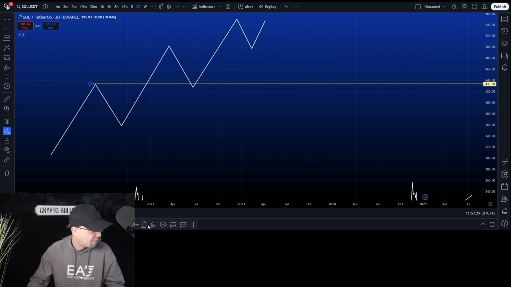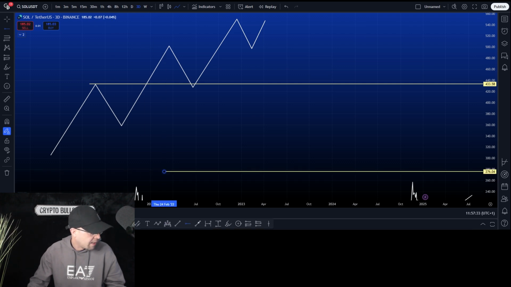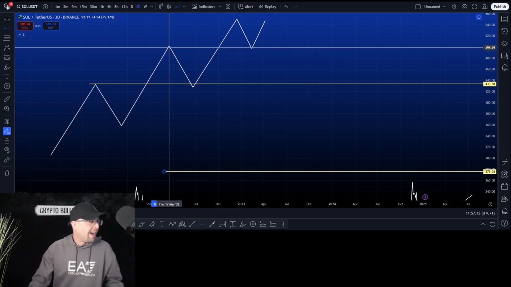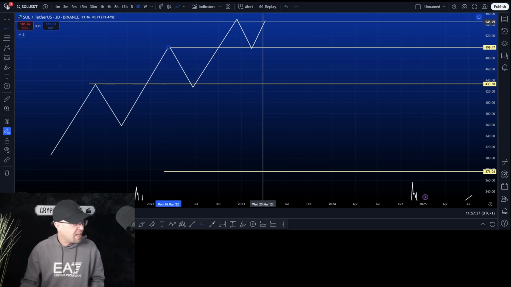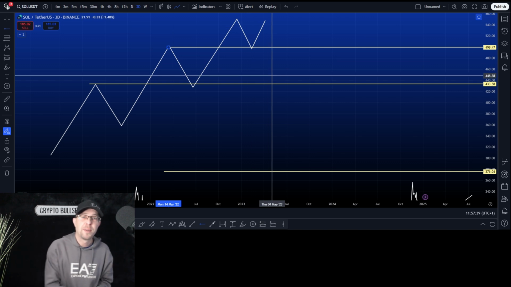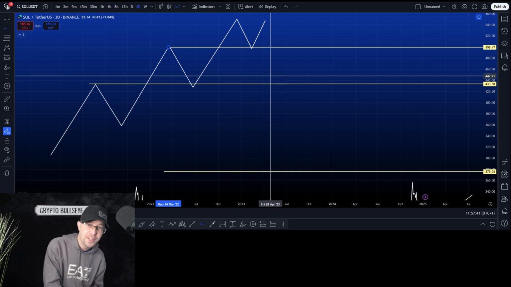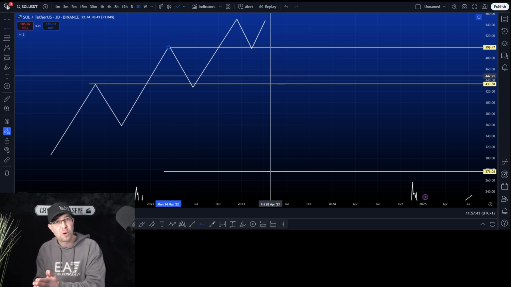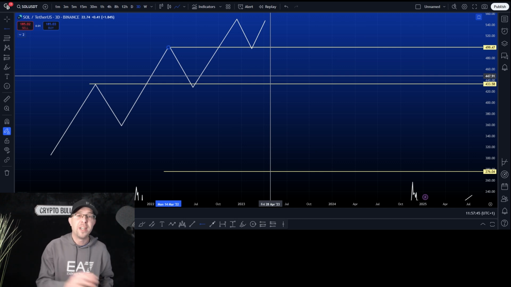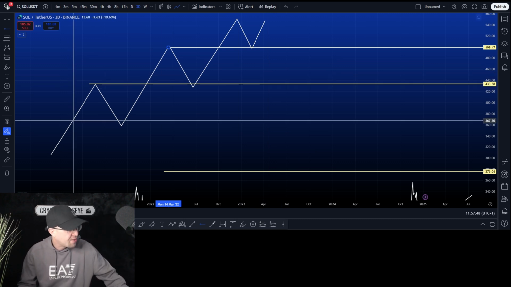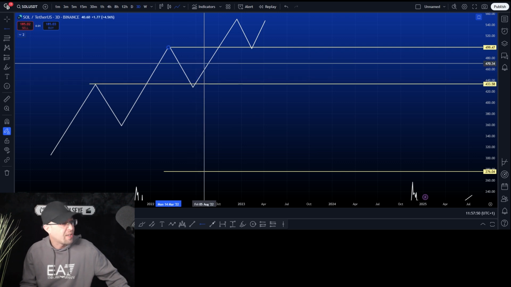Stick it on there, our horizontal ray. Here we go. You get a pullback, and then you get a pullback back into the previous resistance, which then flips support, guys. So this is called an RS flip, where resistance, previous resistance, flips support. And when do you get RS flips, guys? In bullish trends. So resistance, support, resistance, support.